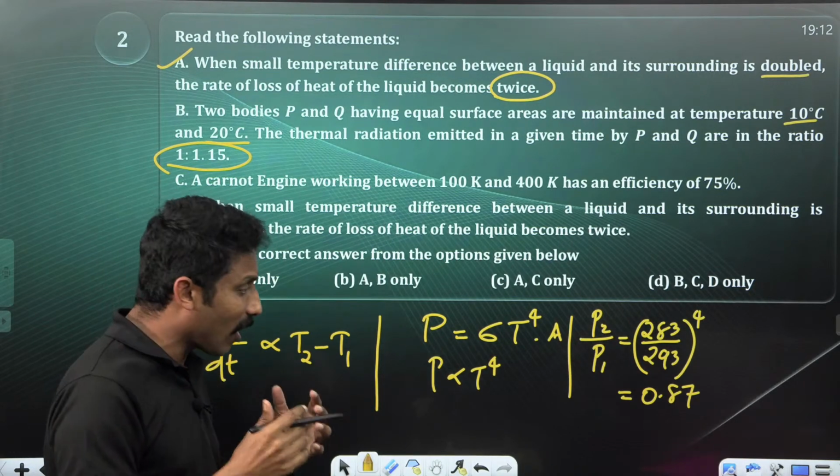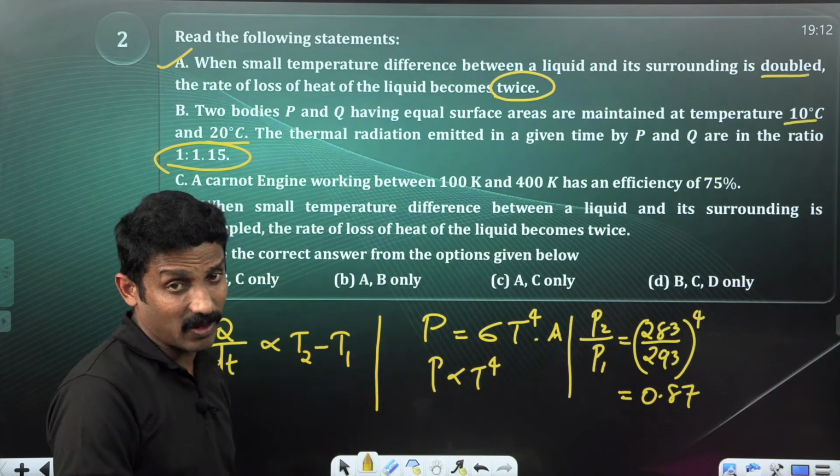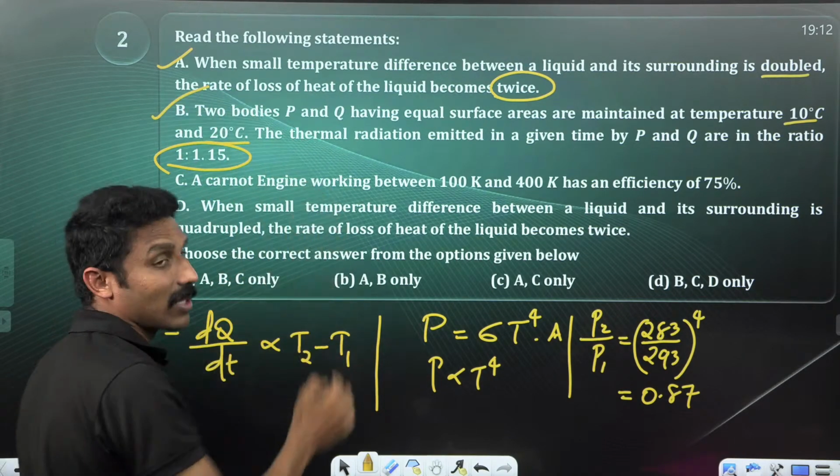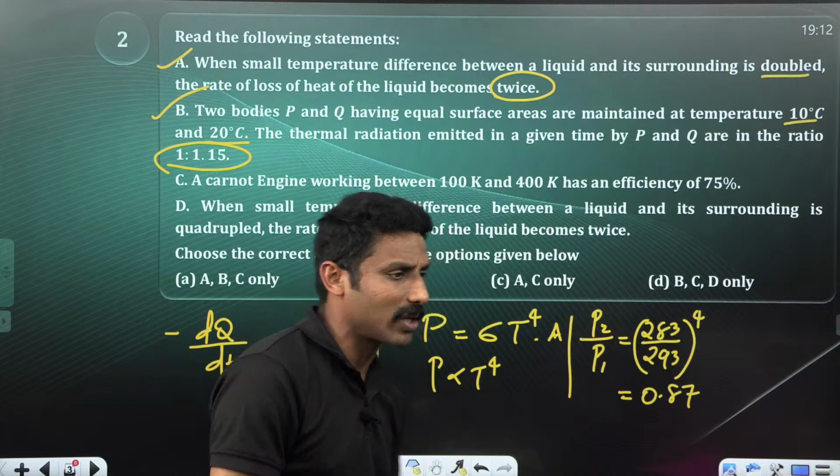1:1.15 means that is almost 0.87. That is also okay. So the answer, this statement B is also correct. Statement B is also correct.